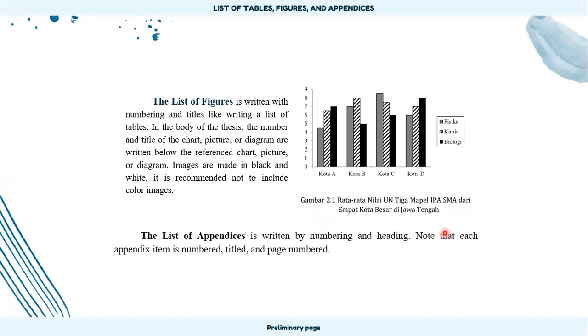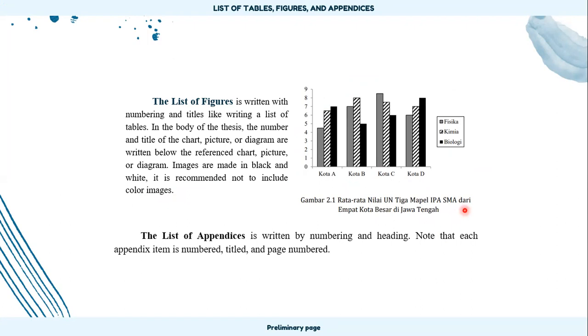Then in the list of figures, it is written with numbering and titles like writing a list of tables. In the body of the thesis, the number and title of the chart, picture, or diagram are written below the chart, picture, or diagram. Images are made in black and white. It is recommended not to include color images. The example you can see in the figure above here.